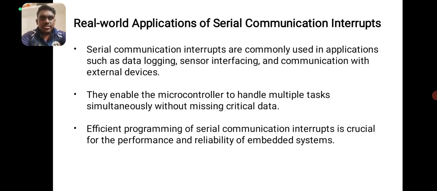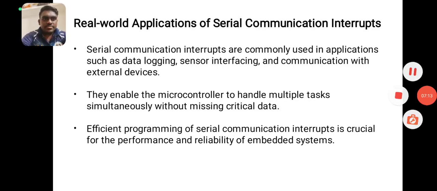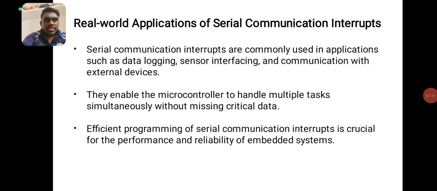Efficient programming of serial communication interrupts is crucial for the performance and reliability of embedded systems. An embedded system is programmed in C language or C++, like that. And in the second point, there is critical data. And in the third point, we have interrupts being crucial for the performance and reliability of embedded systems.